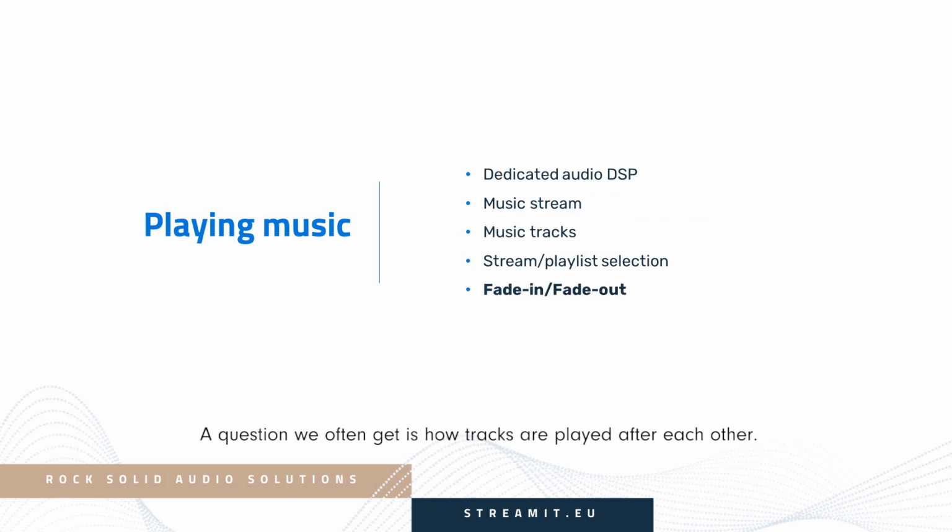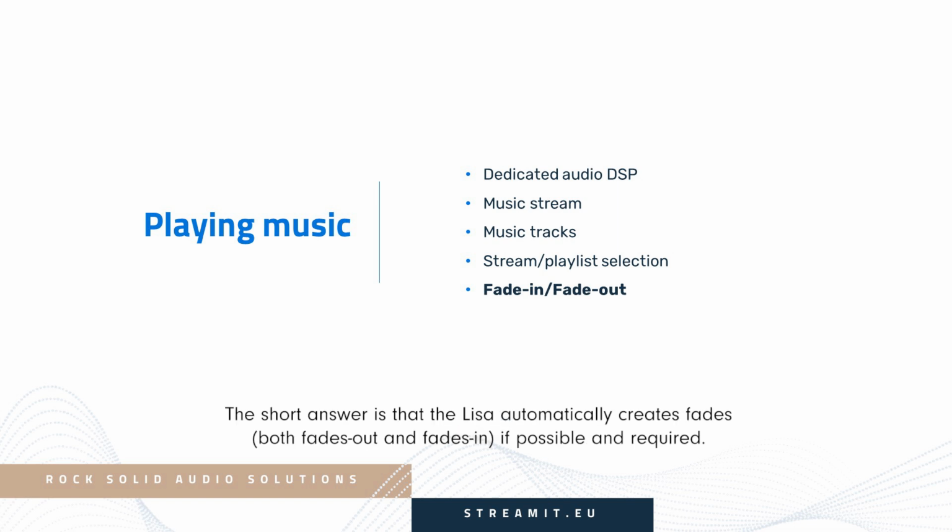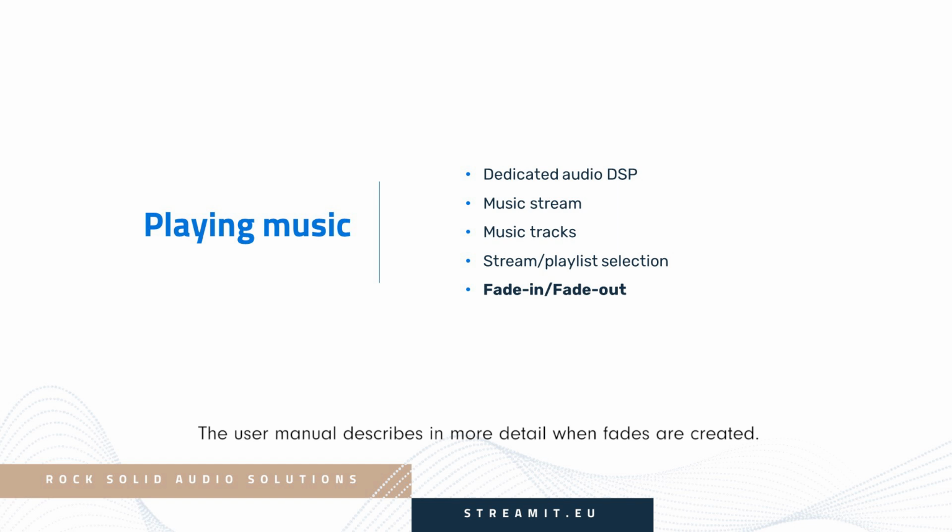A question we often get is how tracks are played after each other. The short answer is that the Lisa automatically creates fades, both fade outs and fade ins, if possible and required. The user manual describes in more detail when fades are created.